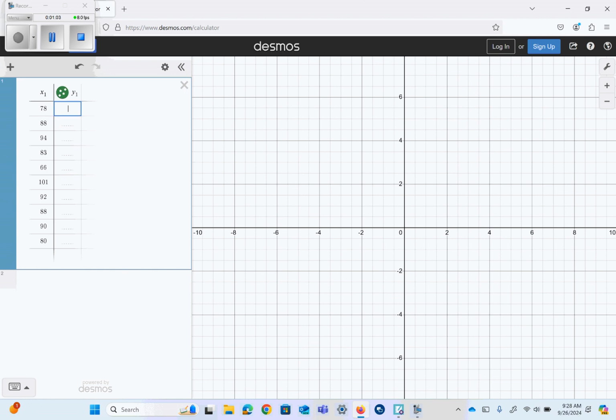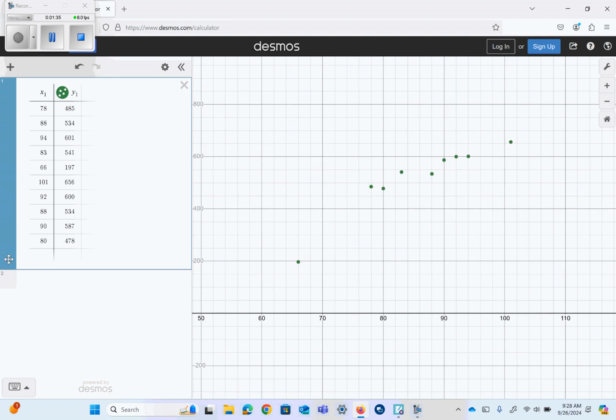The 485, 534, 601, 541, 197, 656, 600, 534, 587, 478. Cool. All right. So if you hit the little magnifying plus, it'll give you that.